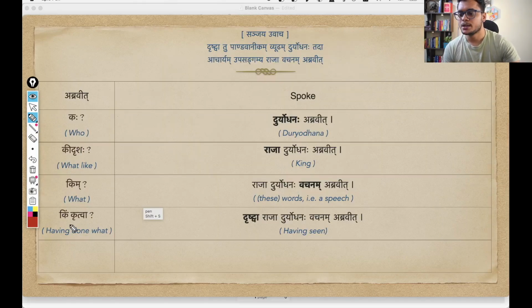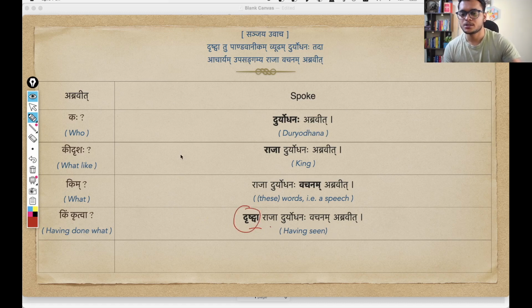So coming back here, kim kritva, having done what? So we have covered that King Duryodhana spoke these words. And the question that I'm asking now is, having done what? That after doing what did he speak this sentence? And in reply, the answer comes drishtva. Drishtva Raja Duryodhana Vachanam Abrivit.